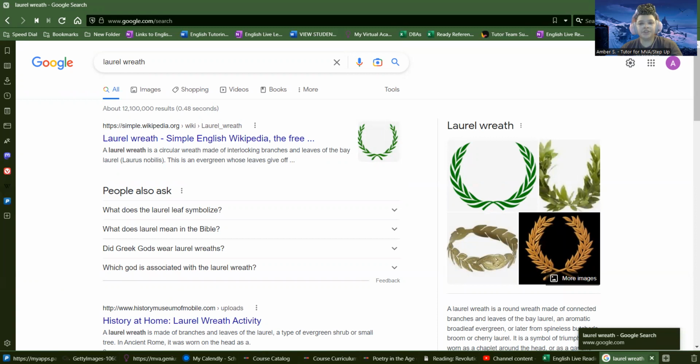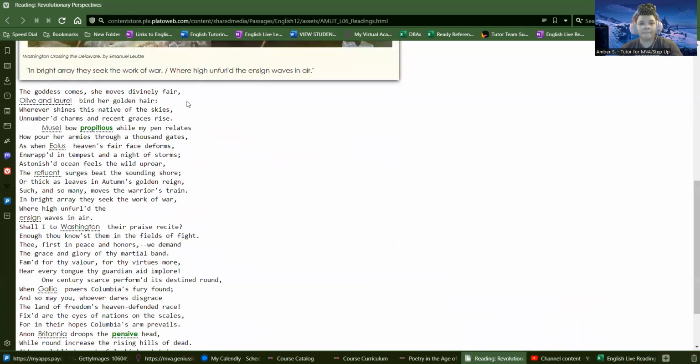So this wreath, this laurel wreath, is supposed to represent victory. So if she's wearing olive and laurel in her hair, that means that she's representing peace and victory. So basically saying we didn't want to fight. We want to just be able to survive as a country on our own and be independent. We're only fighting because we have to, because Britain won't let us go. And then this first line, the goddess comes, we're talking about Columbia.